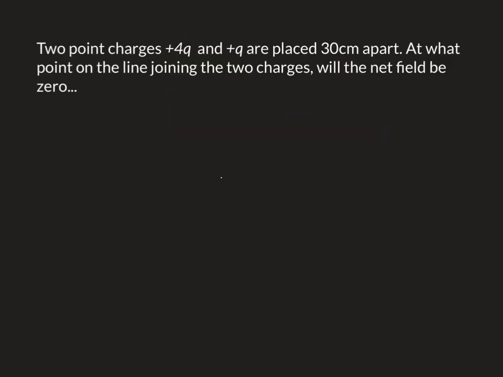So consider this problem. Here, 2 point charges 4q and q are placed 30 centimeters apart. At what point on the line joining the two charges will the net field be 0? So let's take a line first, and you have 4q and you have q, and they are 30 centimeters apart. So 30 centimeters in SI unit would be 0.3 meters. Please take care of that.